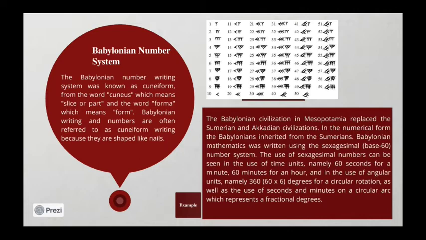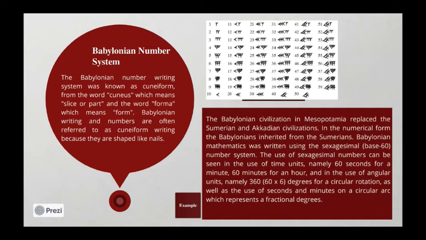Unlike the Egyptians, Greeks, and Romans, Babylonian numerals used a true place value system, in which the number written in the left column represents the larger values. The Babylonian civilization in Mesopotamia replaced the Sumerian and Akkadian civilizations in numerical form. The Babylonians inherited from the Sumerians. Babylonian mathematics was written using the sexagesimal number system.